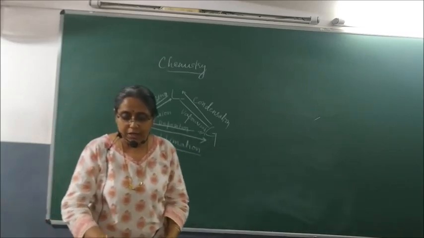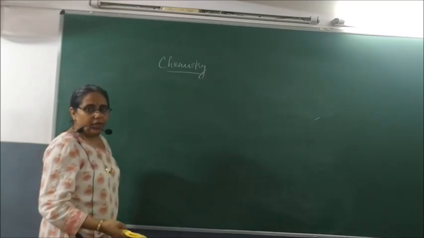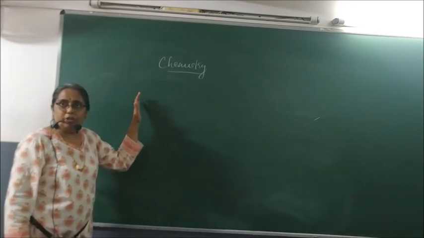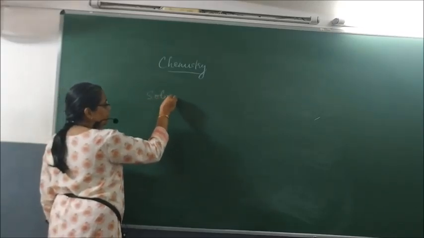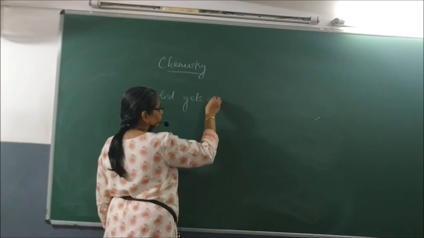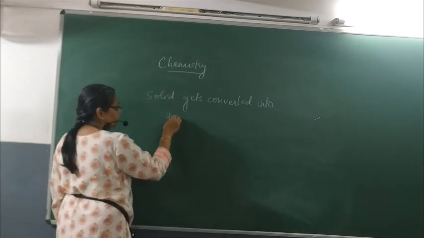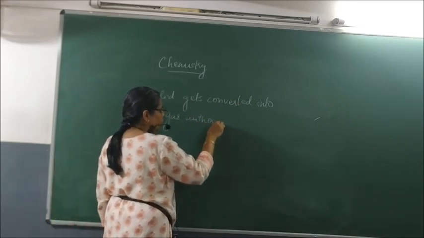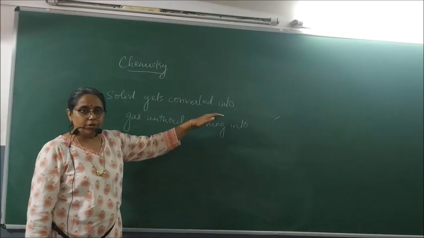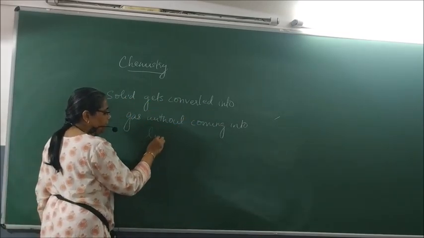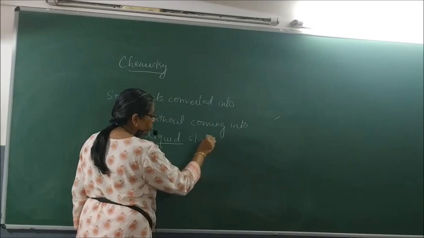So now we have to study this activity diagram, and the definition is very important. According to the definition, what is sublimation? Sublimation basically is a process where the solid gets converted into gas without coming into what state? Liquid state. So sublimation means when solid gets converted into gas without coming into liquid state, it is called sublimation.